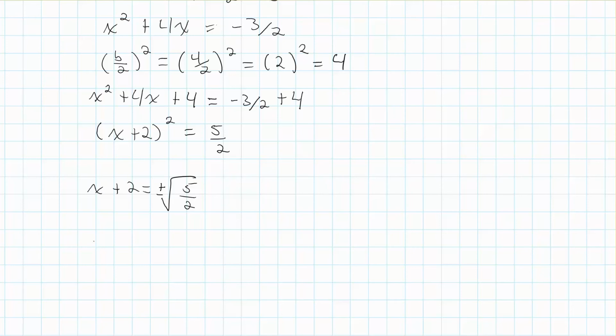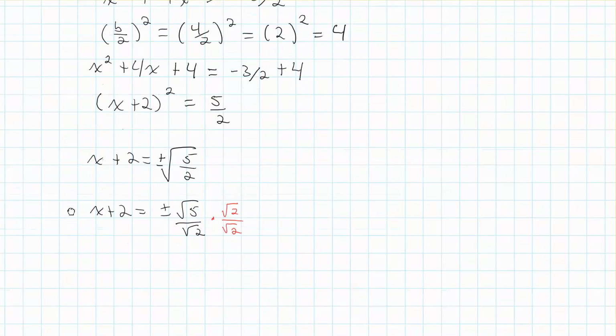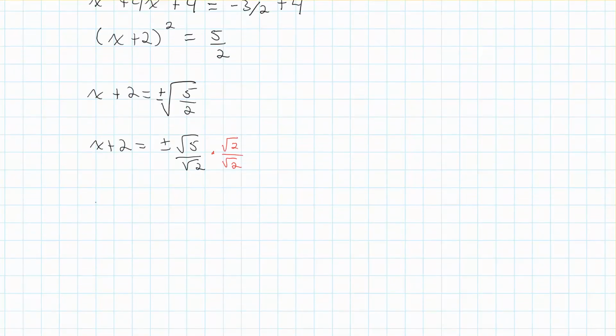Now, before we finish solving this, we're going to go ahead and rationalize the denominator. So I'd have plus or minus square root of 5 over square root of 2. To rationalize the denominator, I would multiply the numerator by square root of 2 and the denominator by square root of 2. And so I would have x plus 2 is equal to plus or minus, well, square root of 5 times square root of 2 would be square root of 10 divided by 2.